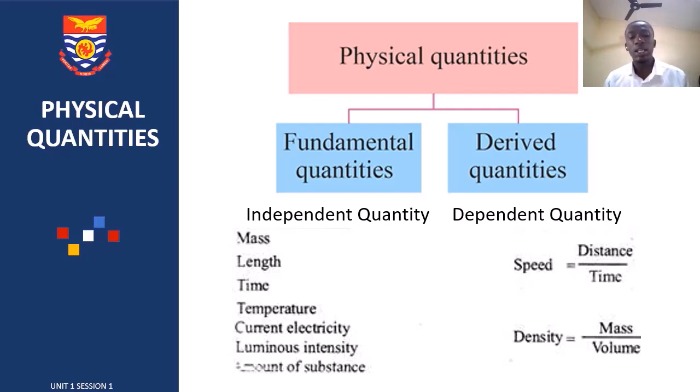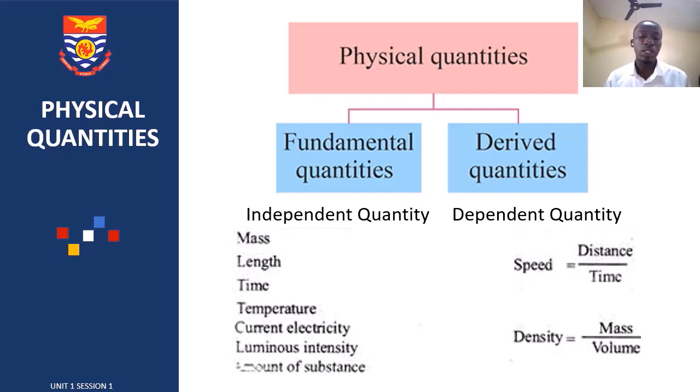So let's imagine that we want to measure a distance from one place to another, and we are using someone's feet to measure the distance. How standard is this? It is not absolute. So this brings about the fundamental quantities and the derived quantities.